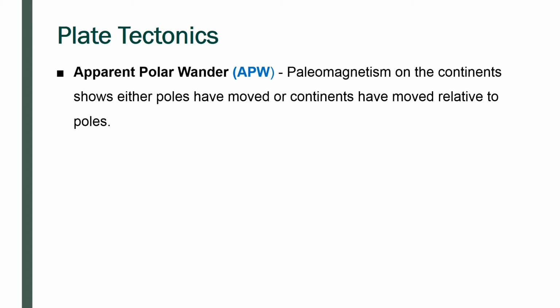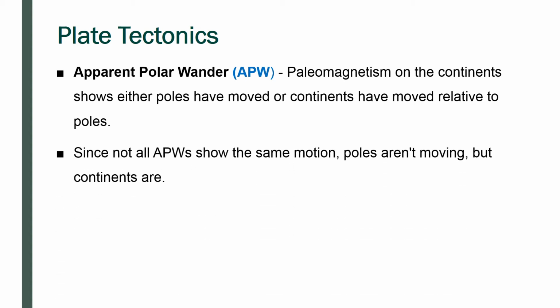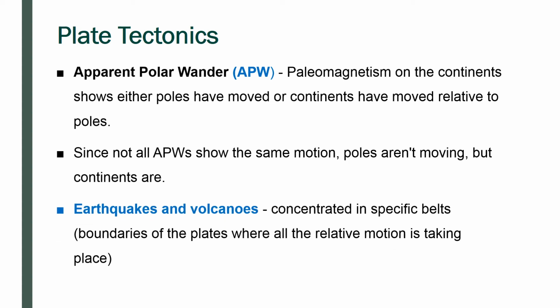Also, there is what is called apparent polar wander, APW, from the paleomagnetism science. The continents show either that poles have moved or that continents have moved relative to each other. But since not all APWs show the same motion, poles are not moving, but continents are moving. Also, another evidence: earthquakes and volcanoes are concentrated in specific belts. Those zones are the boundaries of the plates where all the relative motion is taking place.